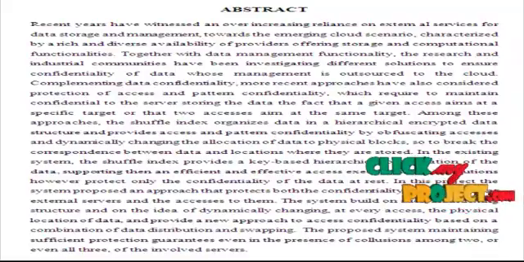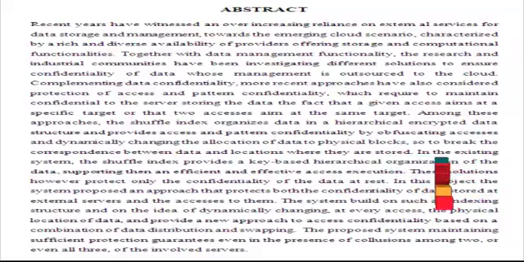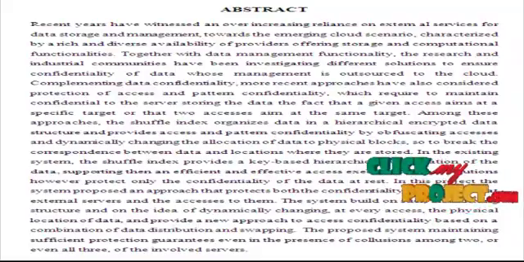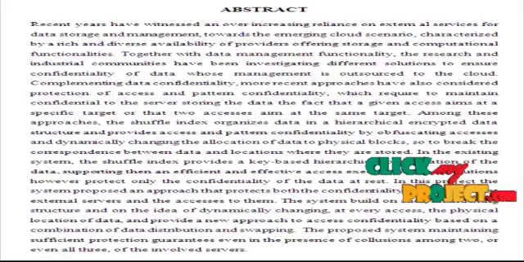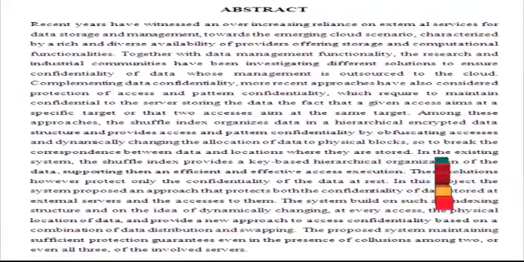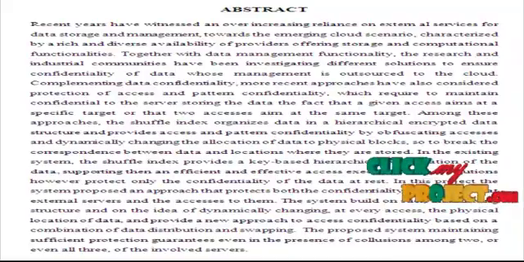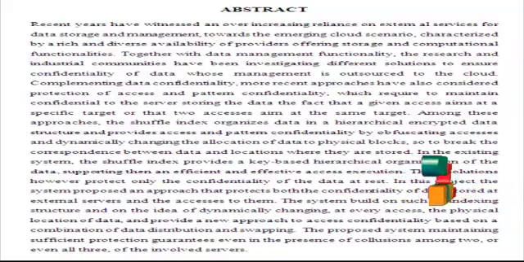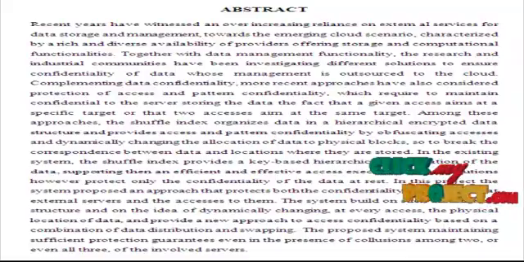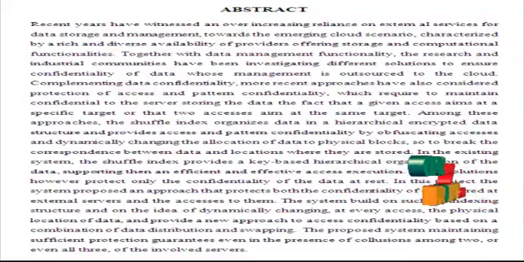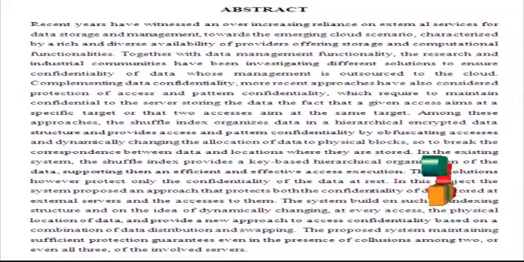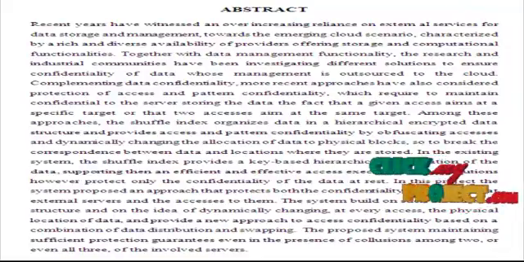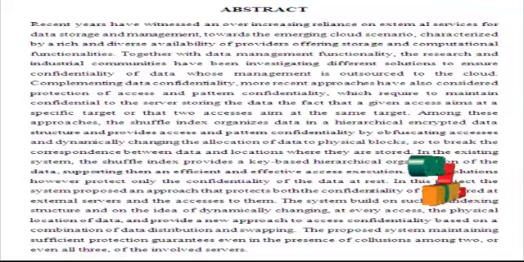Among these approaches, the shuffle index organizes the data in a hierarchical encrypted data structure and provides access and pattern confidentiality by fusing accesses and dynamically changing the allocation of data to physical blocks, so as to break the correspondence between data and the location where they are stored in the existing system. The shuffle index provides a key-based hierarchical organization of the data, supporting an efficient and effective access execution. The solution, however, protects only the confidentiality of the data at rest.